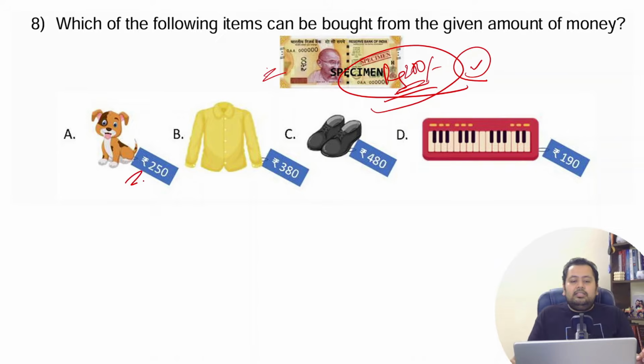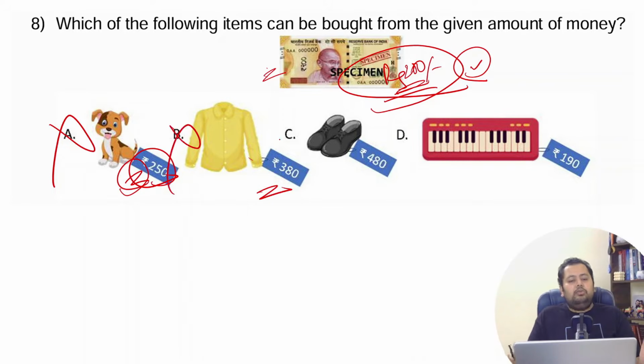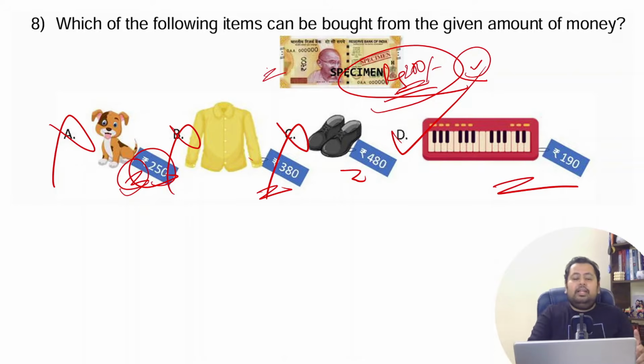So can you buy this toy dog? No, you cannot. This costs rupees 250, right? Which is more than 200. The shirt costs more than 200 again, so you cannot buy. Shoes cost more than 200, you cannot buy. Option D is the correct answer because it costs just rupees 190, which is less than 200. So option number D is the correct answer.